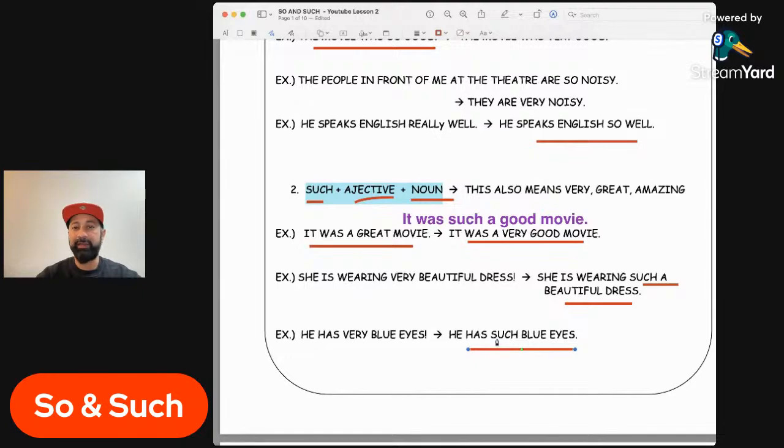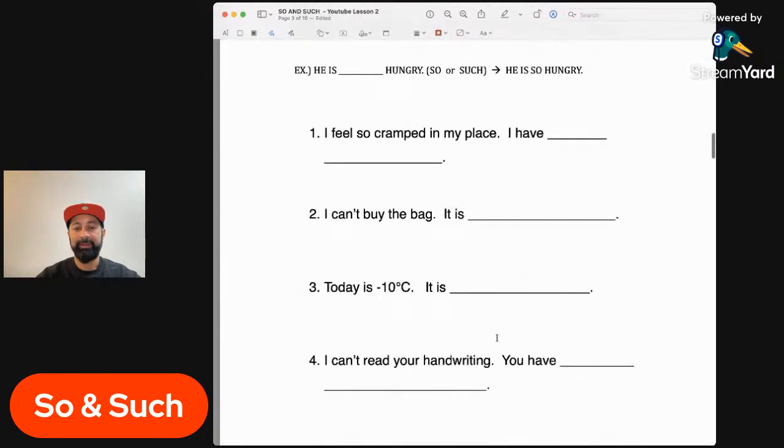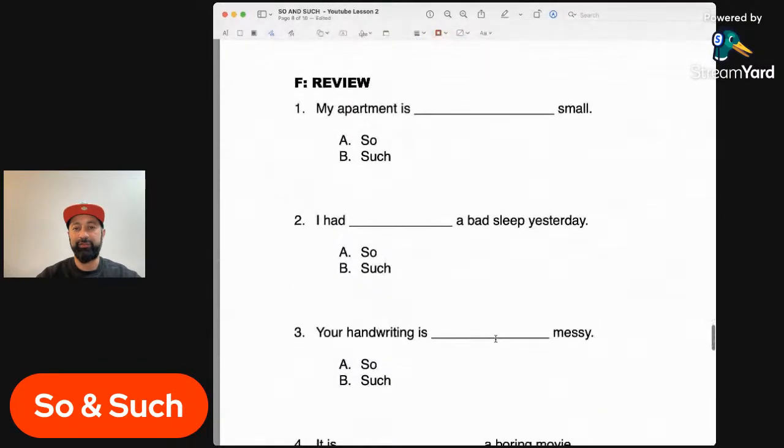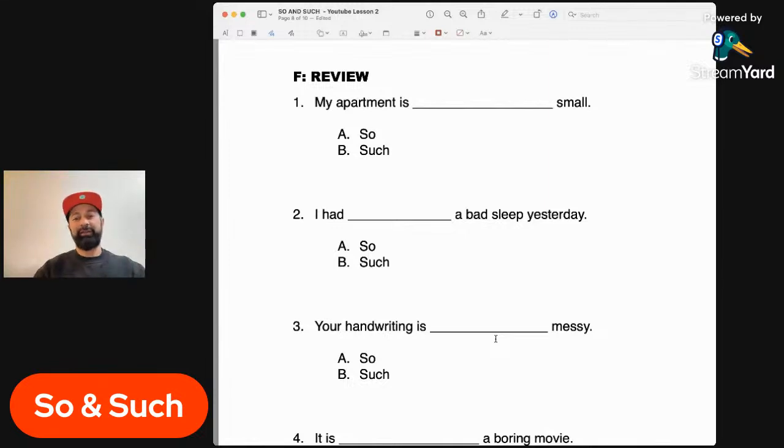So just to do a quick little review of this, I'm going to scroll down quickly. Sorry if this hurts your eyes. We've got the section called review. In this part, we're just going to review the grammar for so and such. All I want you to do is read the sentence and then choose if you are going to use so or such. This will be a warm-up activity just to get you comfortable using so and such.